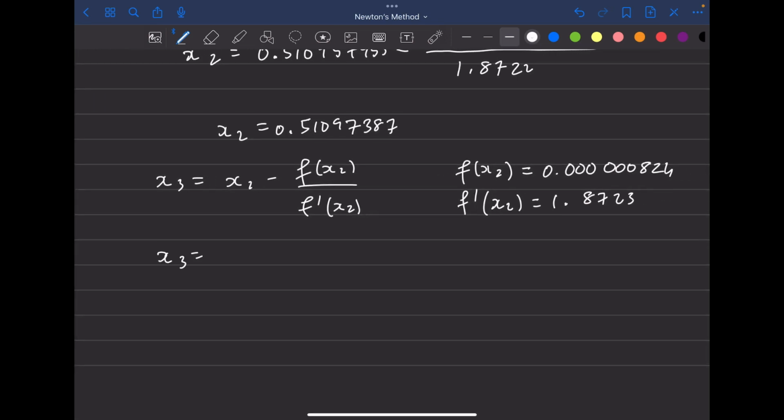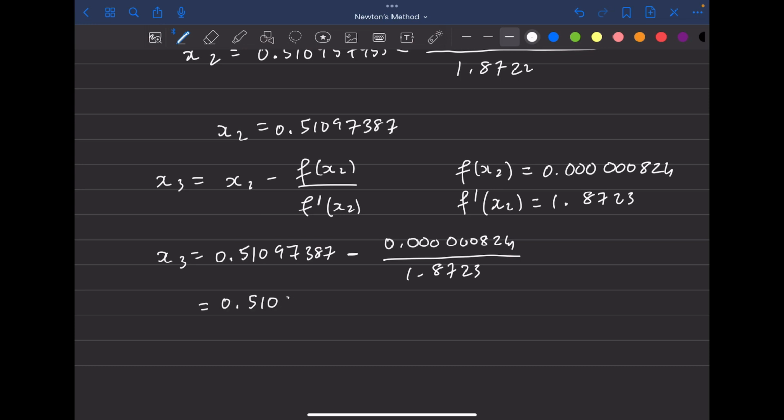So x3 is equal to 0.51097387. Once again, all this is just x2. And then plug in the values that we got. So minus 0.00000824 over 1.8723. And then put this all in a calculator again. You should get that x3 is equal to 0.51097343.